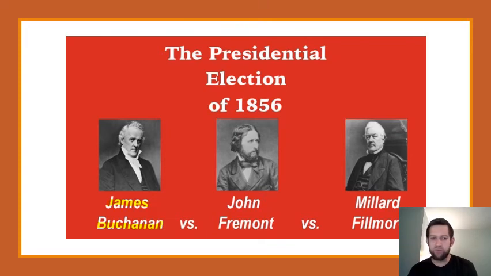Now, running against James Buchanan was John Fremont. The significance with Fremont was that he was the first presidential nominee put forth by the newly created Republican Party. And then last but not least, Millard Fillmore ran for president on an anti-slavery kind of platform as a third-party candidate.